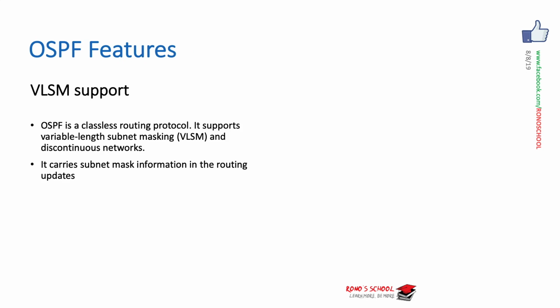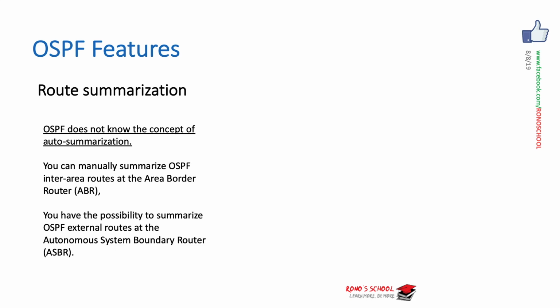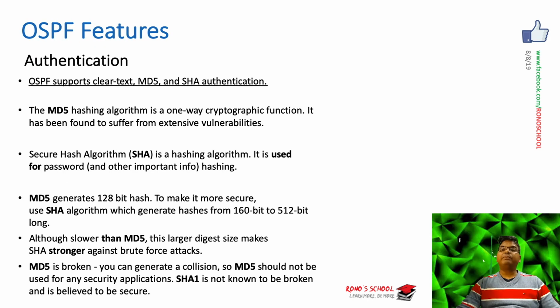OSPF is a classless routing protocol. It supports variable length subnet masking (VLSM) and discontiguous networks. It carries subnet mask information in the routing updates. OSPF doesn't know the concept of auto-summarization. You can manually summarize OSPF inter-area routes at the area border router, ABR. You have the possibility to summarize the OSPF external routes at the autonomous system boundary router, ASBR.